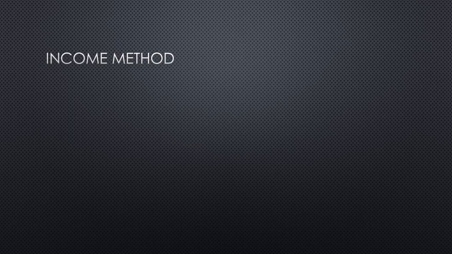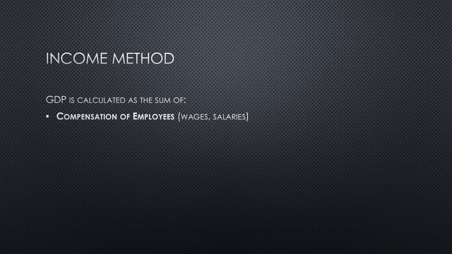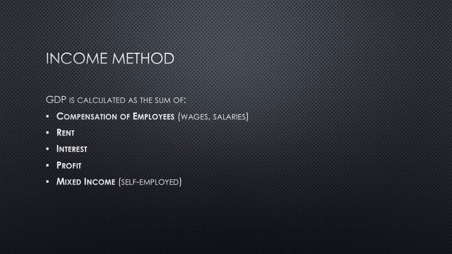Income method. In the income method, GDP is calculated by adding all factor incomes. These include wages and salaries, rent, interest, profit, and mixed income of self-employed people. So GDP here is seen from the income side.